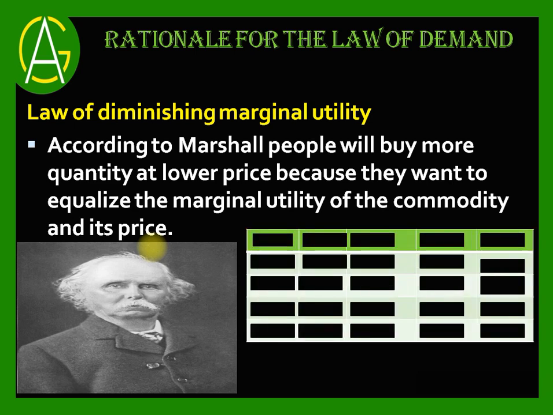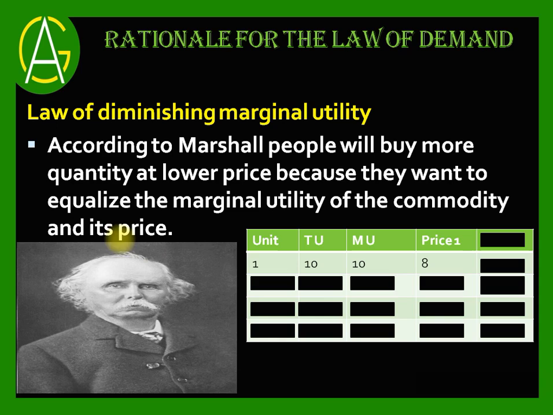Let us take one example. Here the units of a commodity are given. This is total utility from that unit, this is marginal utility, and this is price. Suppose the price of this product is 8 rupees. At the price of 8 rupees, when a person purchases the first unit, he gets total utility worth 10 rupees. So the marginal utility is also 10, because marginal utility is the additional utility from one additional unit. Here the first unit is considered as one additional, so the utility from this first unit is 10.